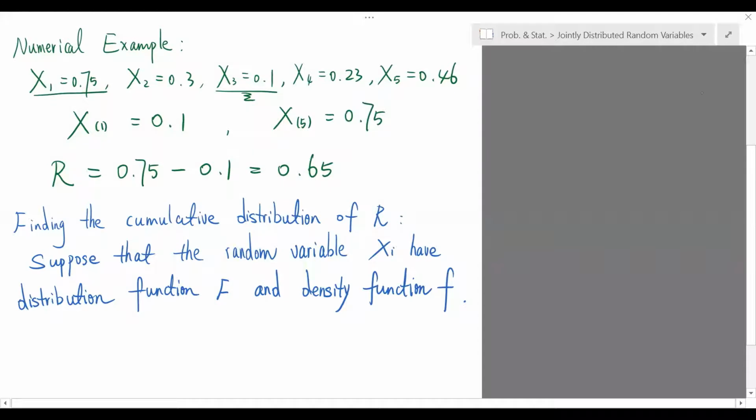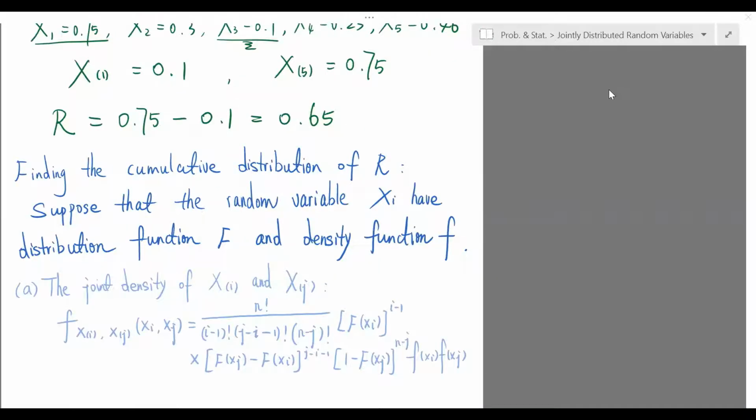Now we want to derive a general formula for the cumulative distribution of the range R. So we suppose that the random variables Xi have distribution function F and density function lowercase f. Since the range R is defined as the difference between the last order statistic and the first order statistic, what we're going to do first is to find the joint density function for those two order statistics. We introduce the joint density function for the ith and the jth order statistic first.